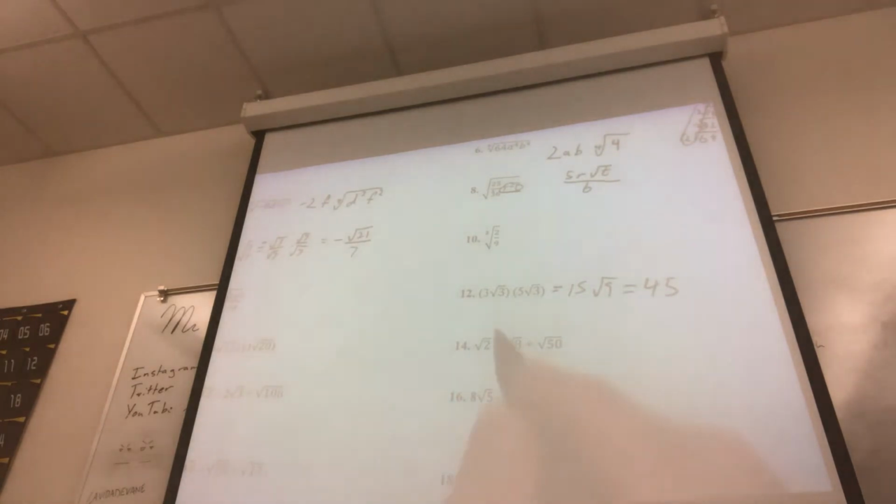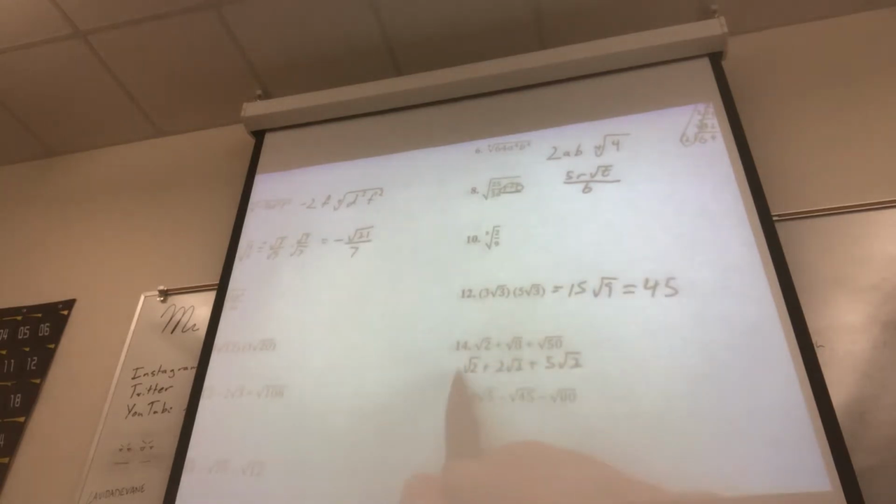On number 14, we're just adding. We can only add the like terms, but these can reduce. So the square root of 8 is going to reduce down to 2 square root of 2. And 50 is going to reduce to 5 square root of 2. So when I go to add all of those together, that's 1 plus 2 is 3, plus 5 is 8. So that's 8 square root of 2. Okay?